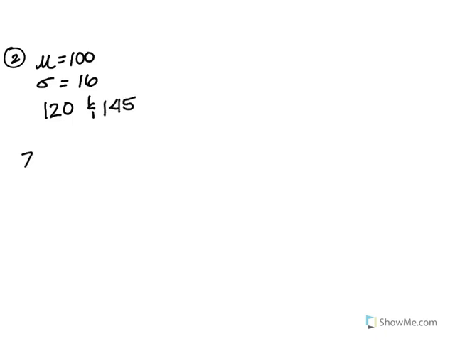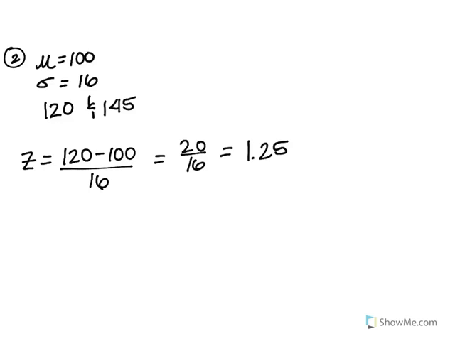So the very first thing, we've got to convert 120 and 145 to z-scores. So we're going to say 120 minus 100 divided by 16. So that would give us 20 divided by 16, which is 1.25. That's the z-score for 120.